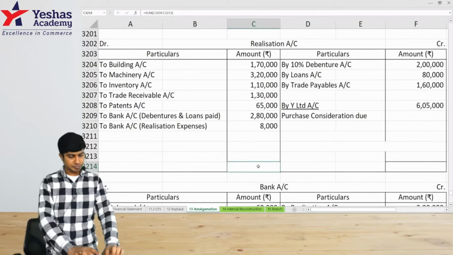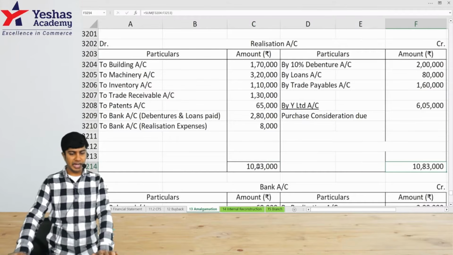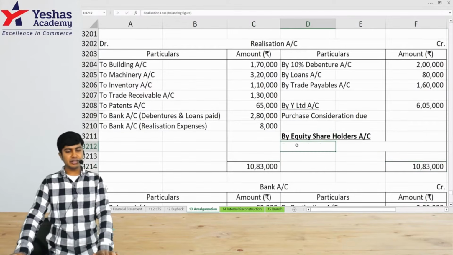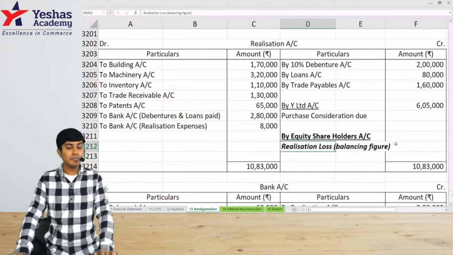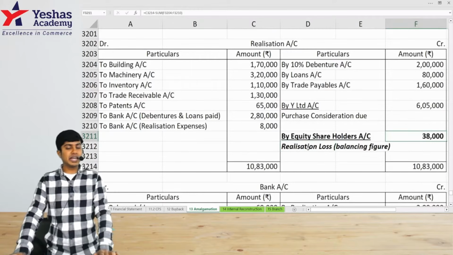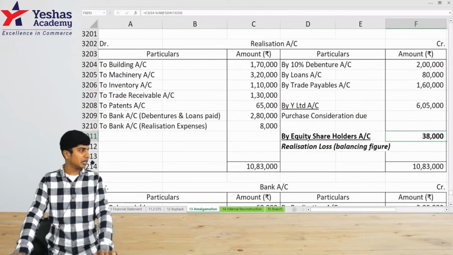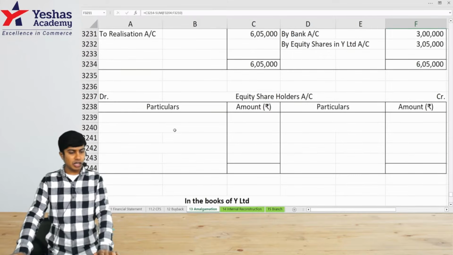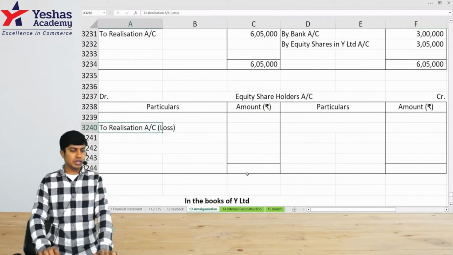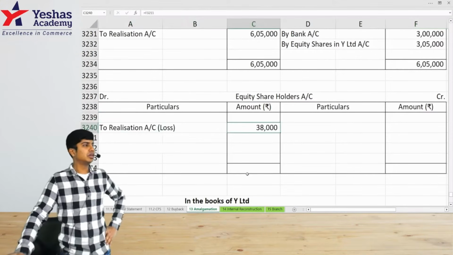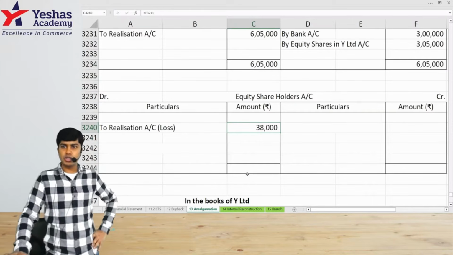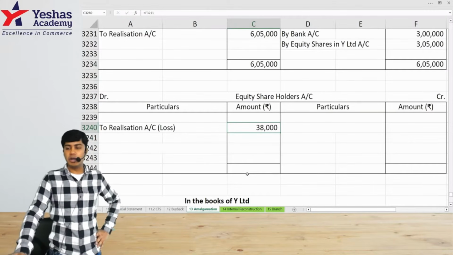10 lakh 3, sorry, 10 lakh 83. Deducted. How much do we get? Realization loss 38,000. In realization account, I'm writing by equity shareholder. In equity shareholder account, I would write to realization account 38. Done. Realization ledger closed. Now we will identify the amount payable to equity shareholders.